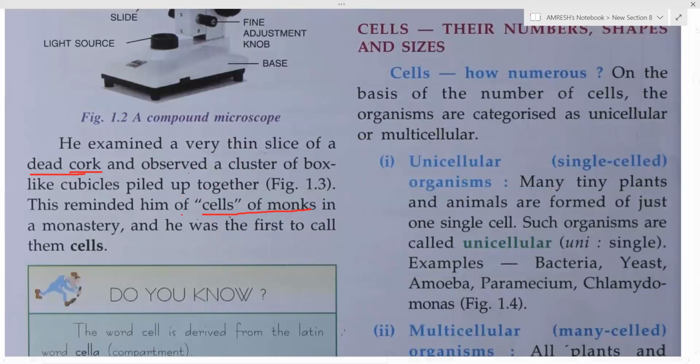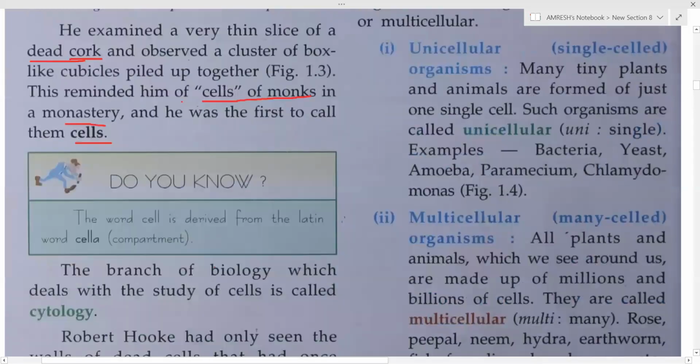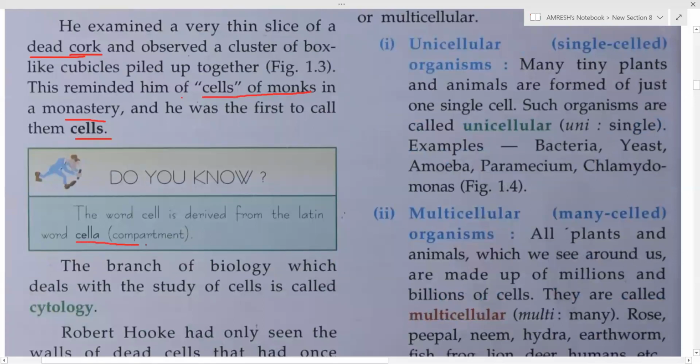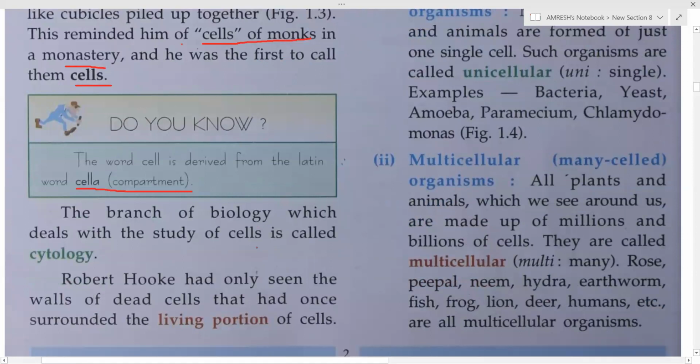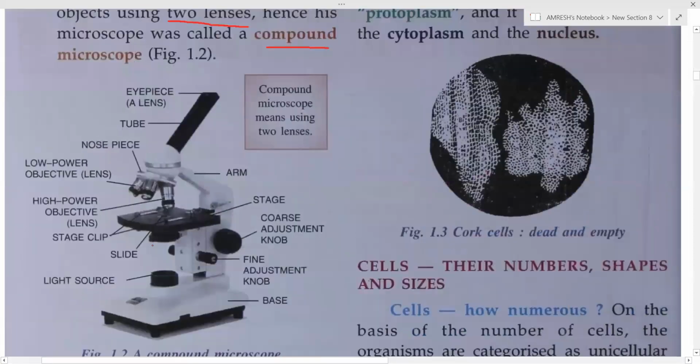So while he was examining the dead cork through a compound microscope, he was reminded of the cells of monks in a monastery, and he named the dead cork cells as cells. Cell was derived from the word cella, which means compartment, small compartments. He saw this in the cells of the dead cork by examining it under a compound microscope. The branch of biology which deals with the study of cells is called cytology. Cytology means study of cells.